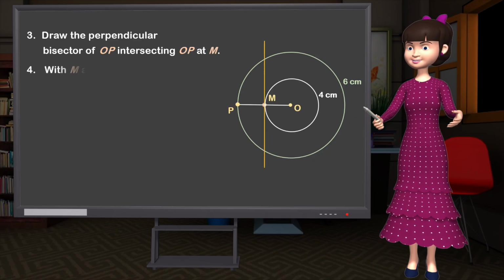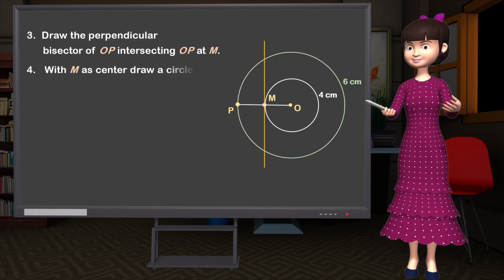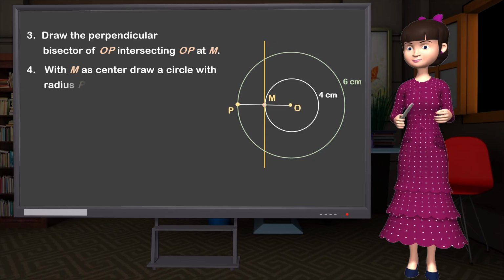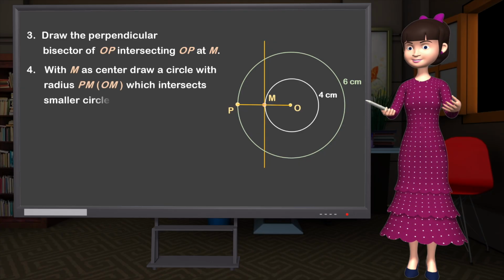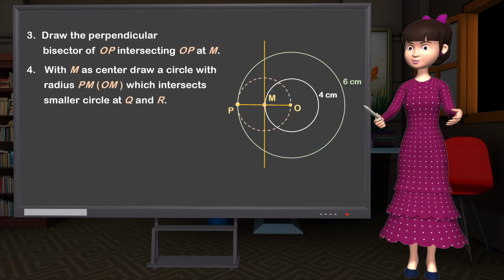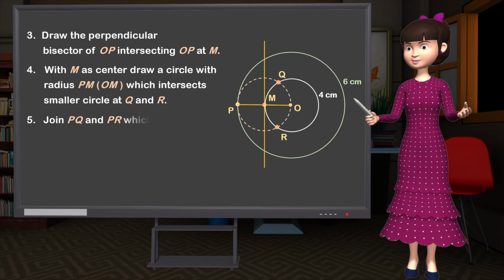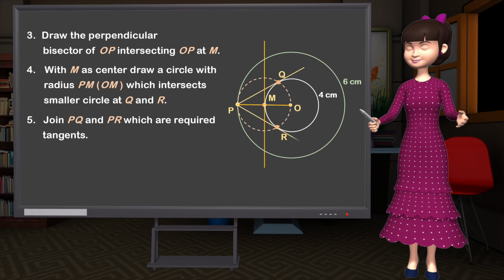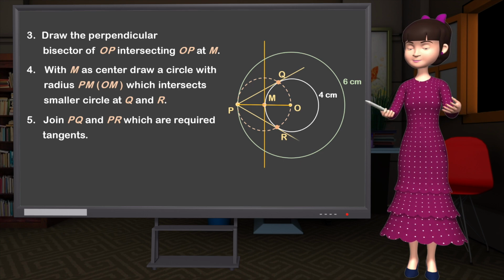4. With M as center, draw a circle with radius PM or OM, which intersects the smaller circle at Q and R. 5. Now join PQ and PR, which are the required tangents. Now let us verify the above steps.